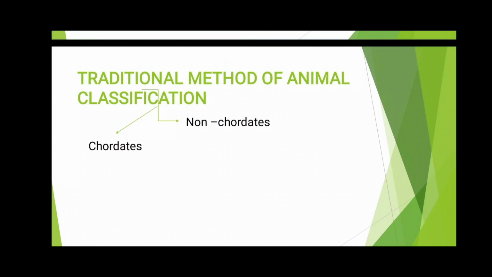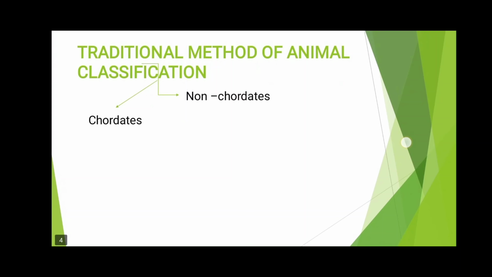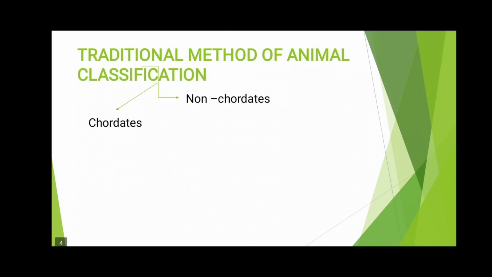subtopic, that is the traditional method of animal classification. Okay, so students, the traditional method of animal classification traditionally depends upon the presence or absence of the notochord. The animal kingdom is divided into two groups. Which are those two groups? Non-chordates and chordates.